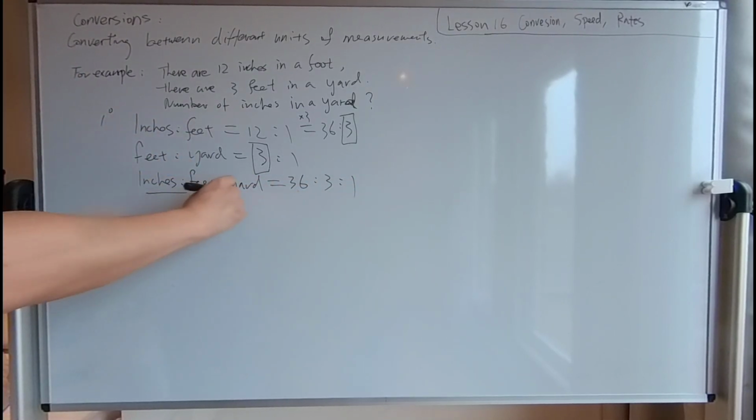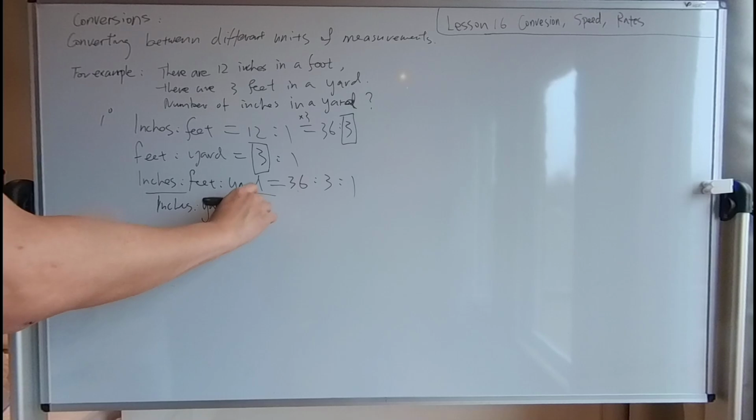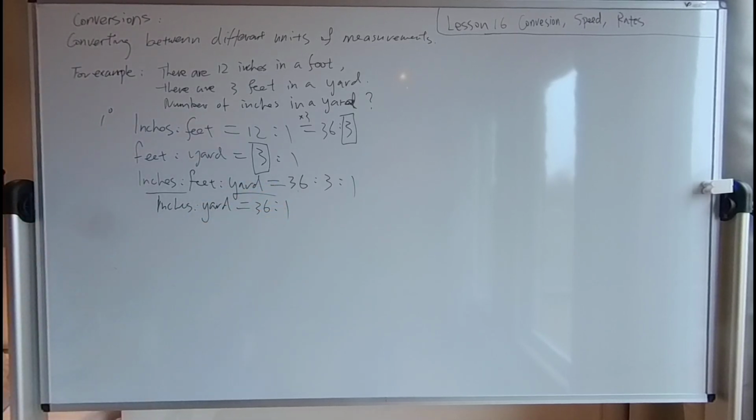So that the standalone ratio just between inches and yard is 36 versus 1. Right, so this is one way, by using the ratios, or by using the multi-ratio. The multi-way ratio is what we learned in the previous class.